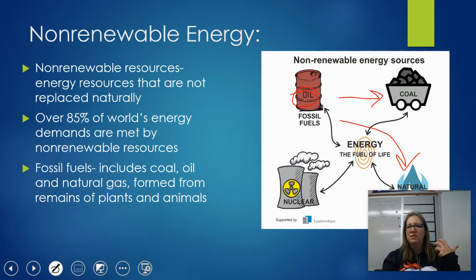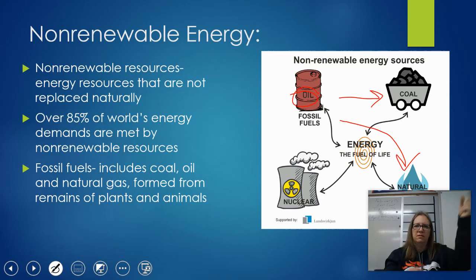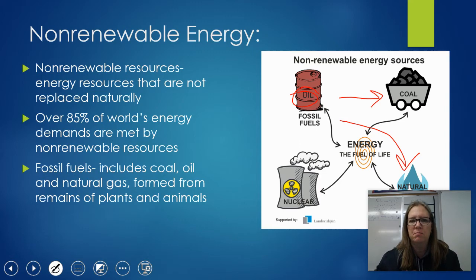Well, plants we know perform photosynthesis, right? They convert the sun's energy into a storable source of energy for themselves, and then we eat that, or animals eat the plants that get the energy from the sun. So these power plants that burn fossil fuels, it still can be traced back to the sun.